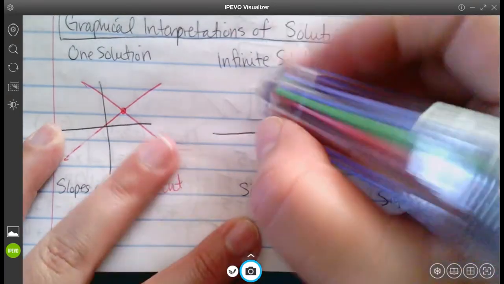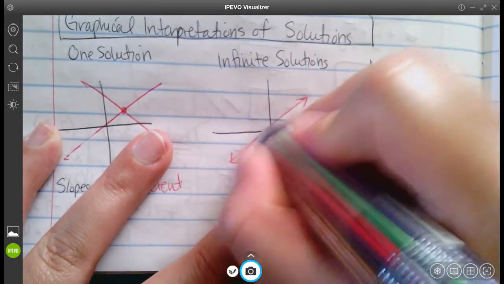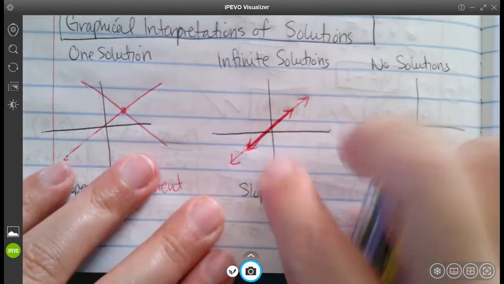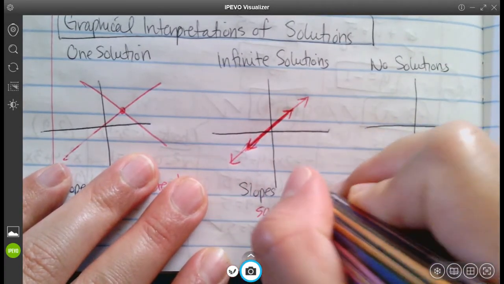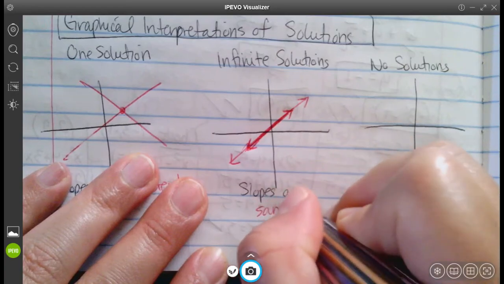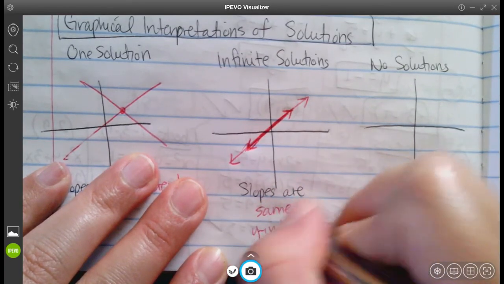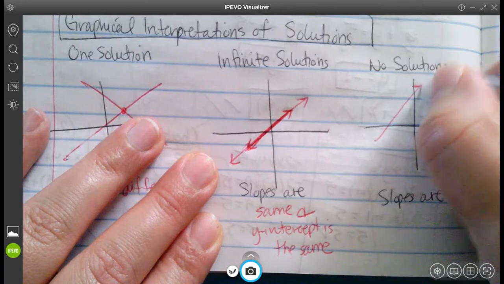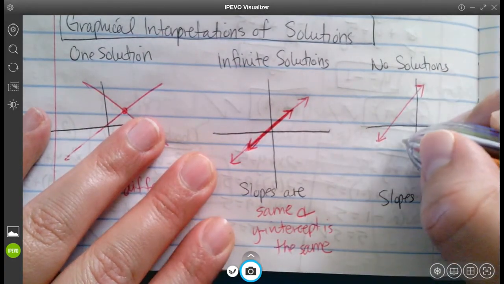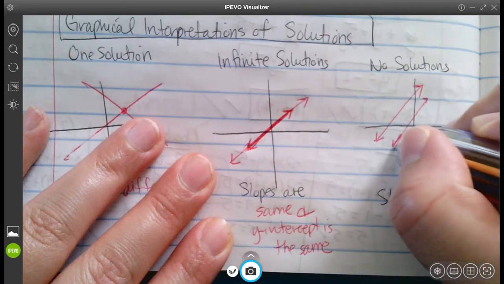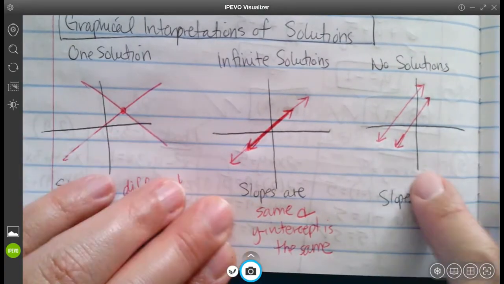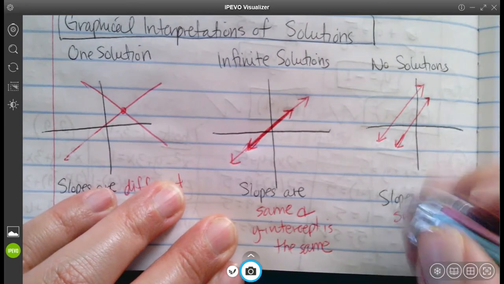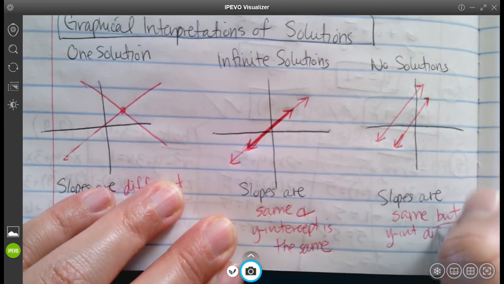We have the infinite solution where you have a line and then you have another line that's right on top of it, because basically these lines are the same. So you have slopes are the same and your y-intercept is the same. Okay, and the last one is no solutions, which is when you have this one line here and another line that is perfectly parallel, which I need to do a better job of, perfectly parallel. And the reason is because the slopes are also the same, but the y-intercepts are different.